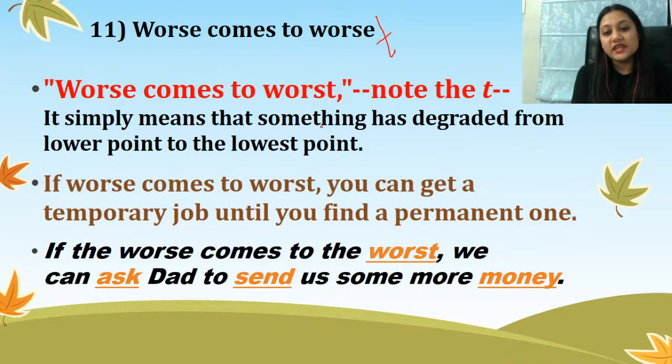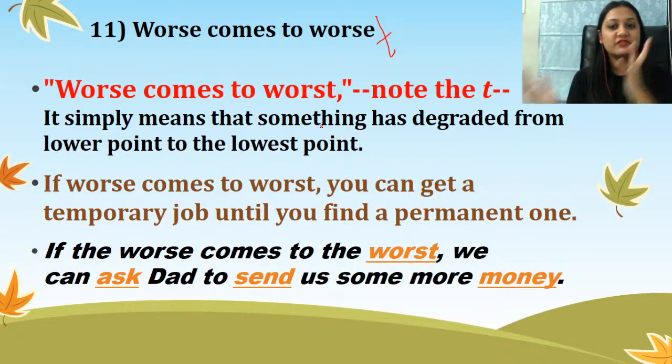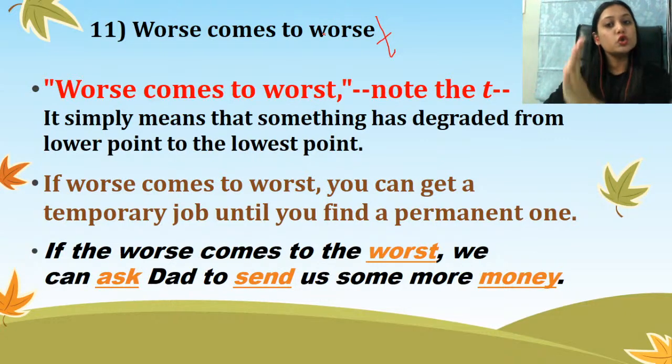So if things didn't go well as per your planning, maybe you can apply for a temporary job, right? If worst comes to worst, we can ask Dad to send us some more money, right? So if the situation goes from worse to worst, we can ask our dad for more money, right? So how is it supposed to be used? Worse is this mark, and worst is the lowest of that word, the lower portion. So you have to use a T: worst to worst.